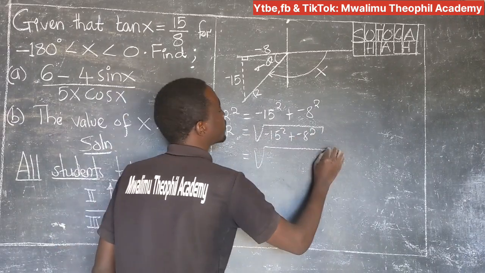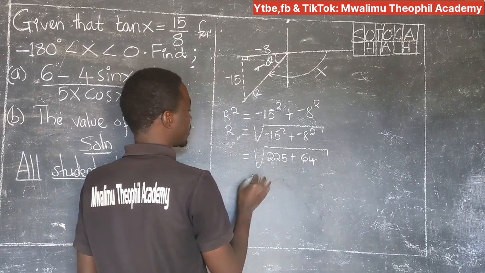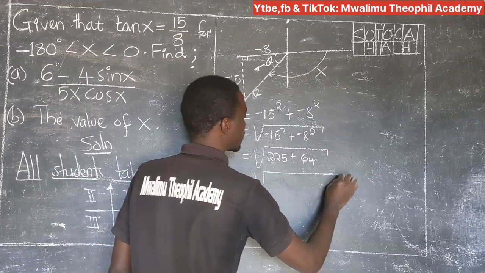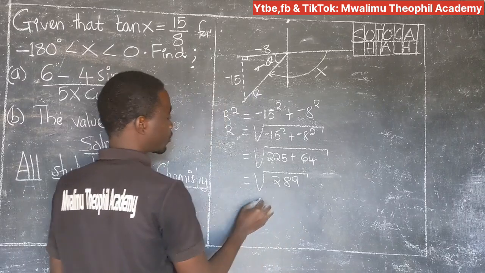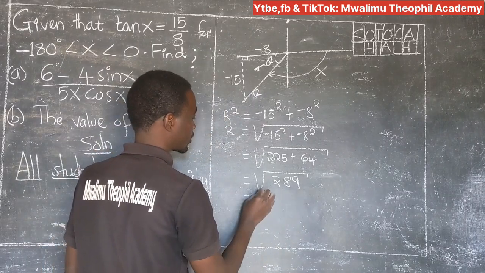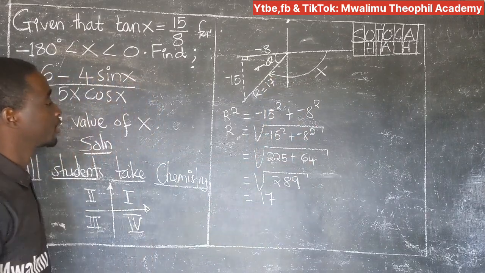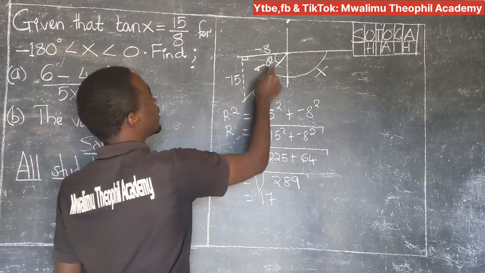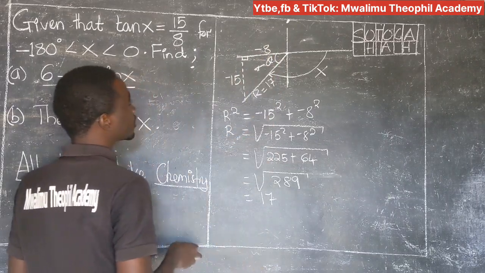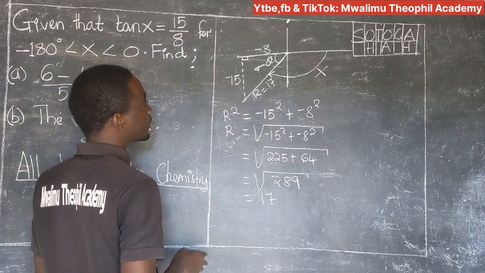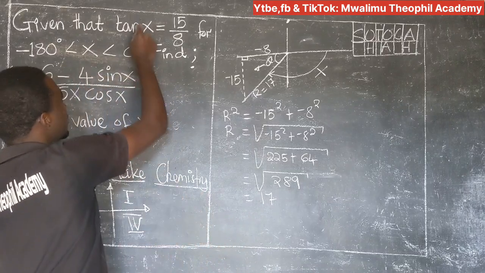This will be equal to the square root of 225 plus 64. This is going to give us 289. The square root of this is equal to 17. So it means that the value of r here will be 17, the hypotenuse of that right angled triangle. After we have known all the three sides of our right angled triangle, we are in a position to calculate the remaining two trigonometric ratios, sine and cosine, as tangent is already given.